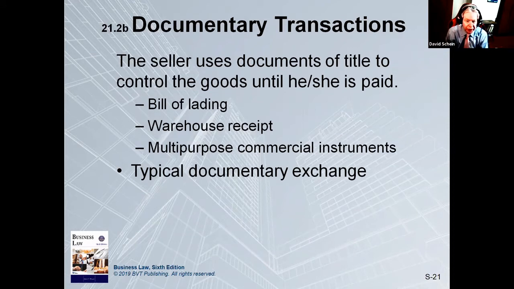Now, we again talked about this in Module 3, documentary transactions. The seller uses documents of title to control the goods until he or she is paid. And we use the example of a bill of lading of a warehouse. So you have 100 TV sets to sell. You don't want to keep them on hand, so you go to a bonded warehouse, a public warehouse, and you put the TV sets on deposit.